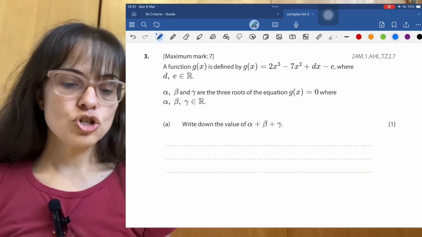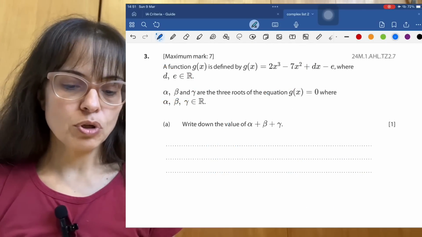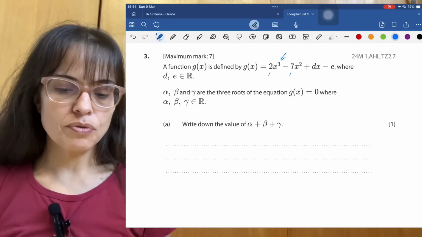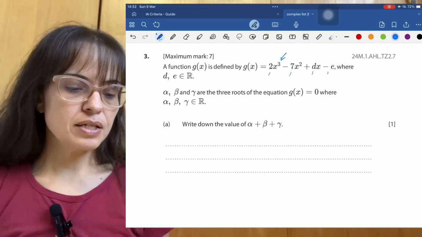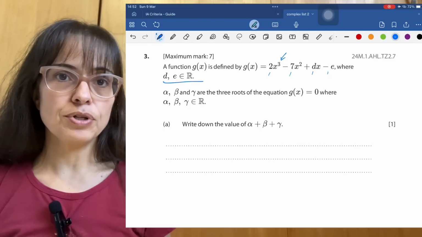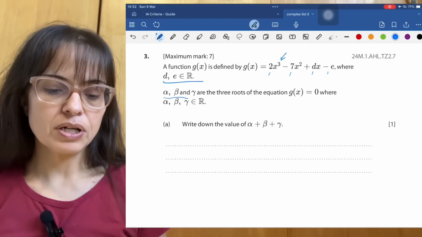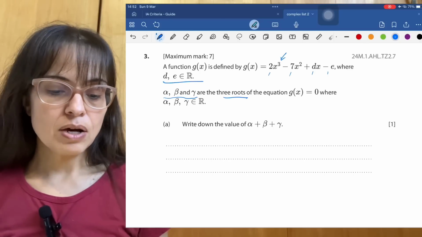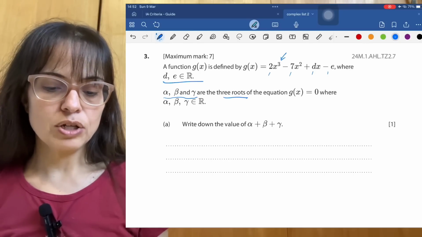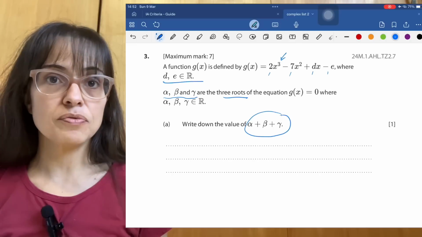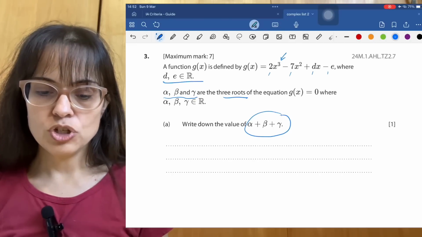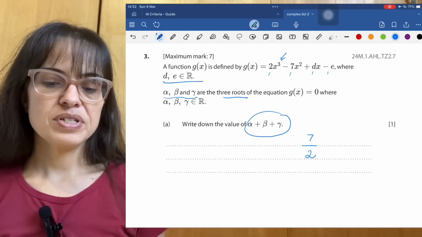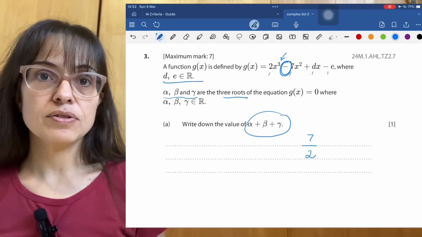The third question is again giving me a polynomial of degree 3. He gives me a couple of the coefficients. D and E he doesn't give me. He just says that they are real numbers. Alpha, beta, and gamma are the names that he uses for the three roots. And for right now, he just wants me to show that I know how to handle the sum of the roots of the polynomial, which needs to be 7 over 2, because there was a minus there, but there's also a minus in the formula.